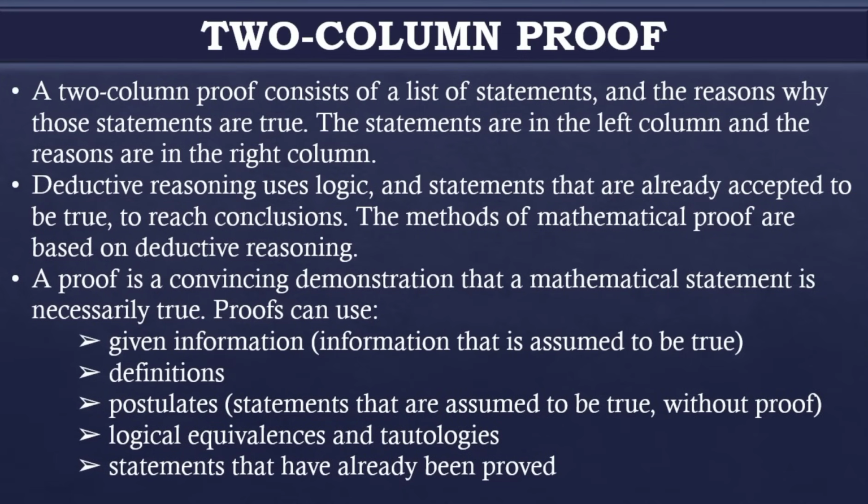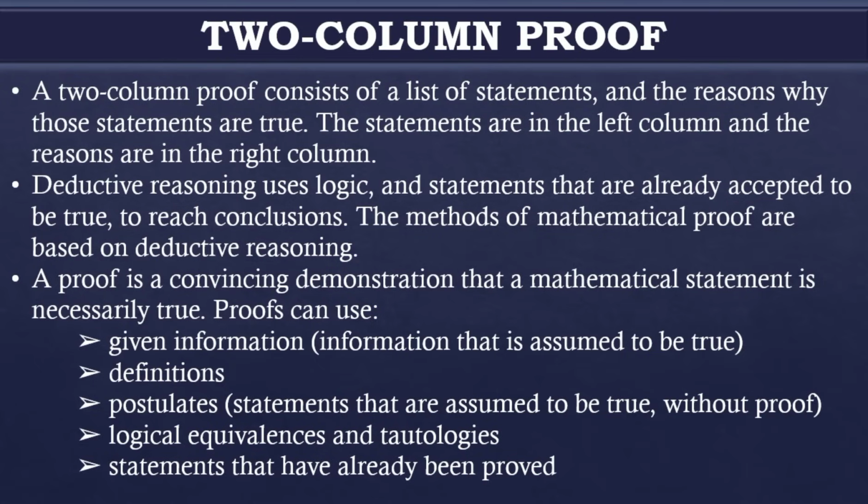So, let us discuss first the two-column proof. Ito rin yung tinatawag natin na formal proof. This is a proof that consists of a list of statements and the reasons why those statements are true. Ito yung kapag may nakikita tayo na naka-table na merong dalawang column, and then sa left side, nandun po yung ating statements, and on the right side, nandun po yung ating reasons.